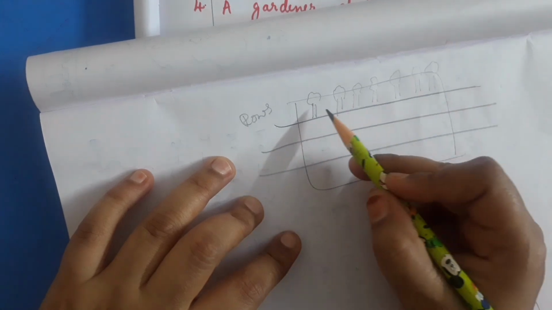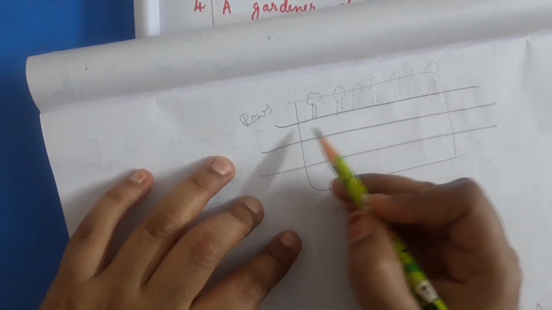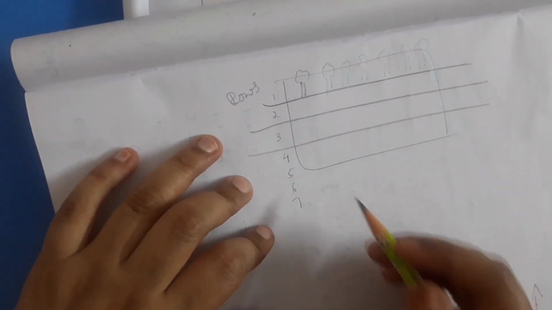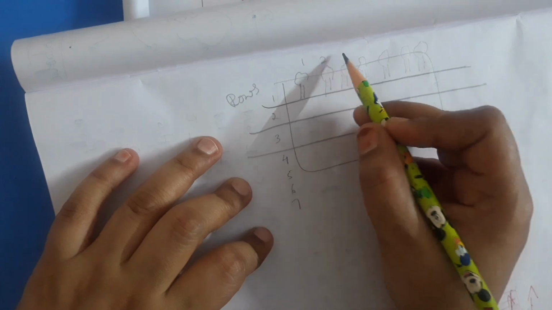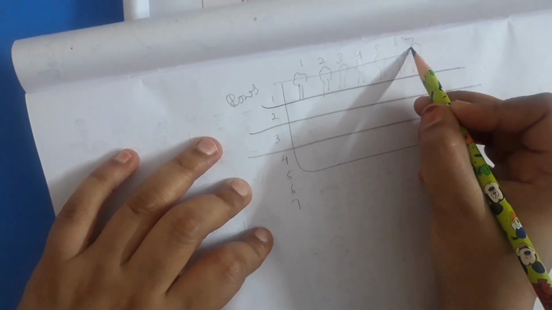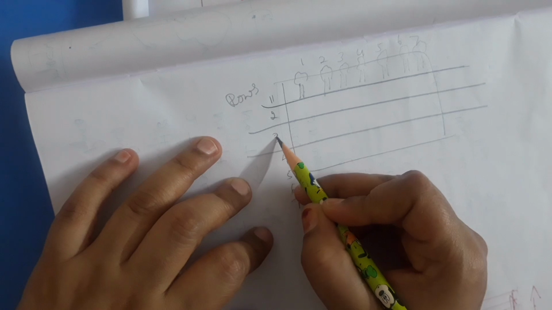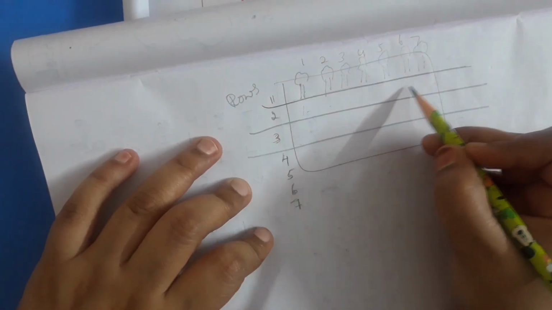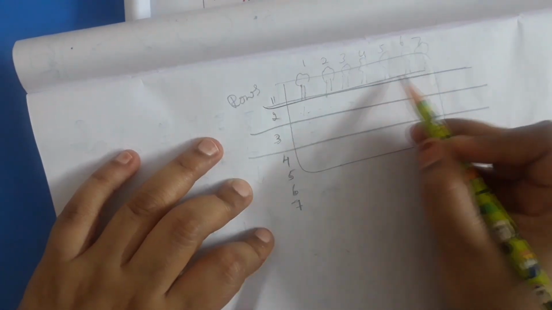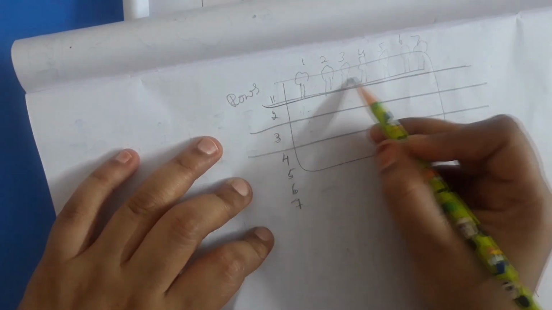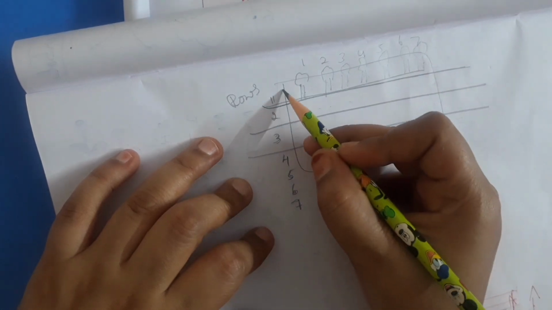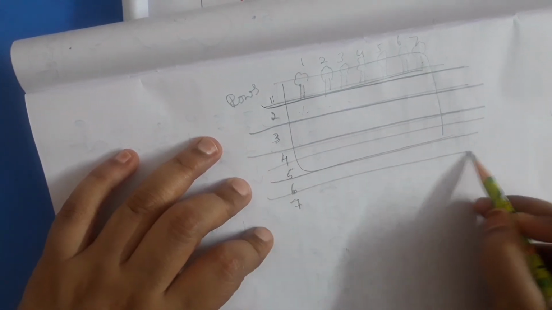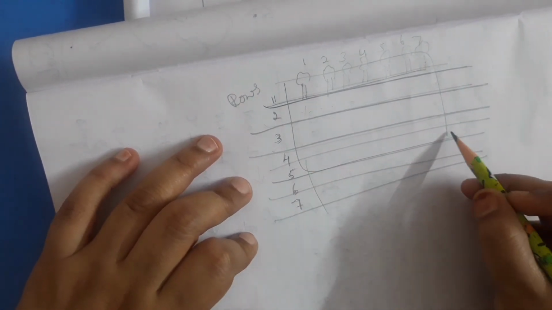एक row पे कितने trees हैं? 1 2 3 4 5 6 7 trees हैं. So 1 2 3 4 5 6 7 rows भी चाहिए. उतने ही lines भी चाहिए हमको. So in this pattern a gardener plants here also, a total of 7 trees, coconut trees. So here also 7 lines: 1 line, 2 lines, 3 lines, 4 lines, 5th, 6th, 7th, and totally 7 rows.